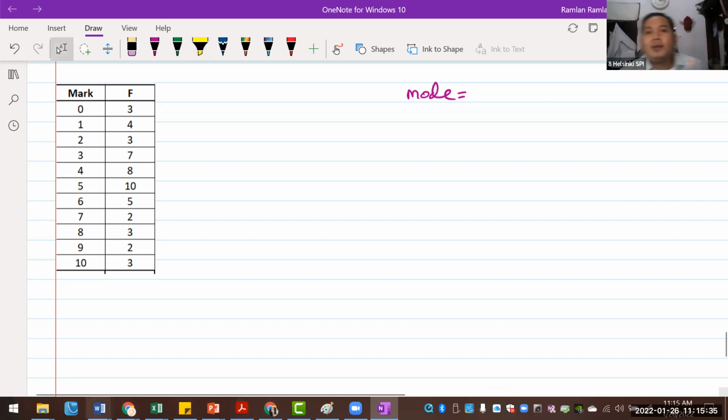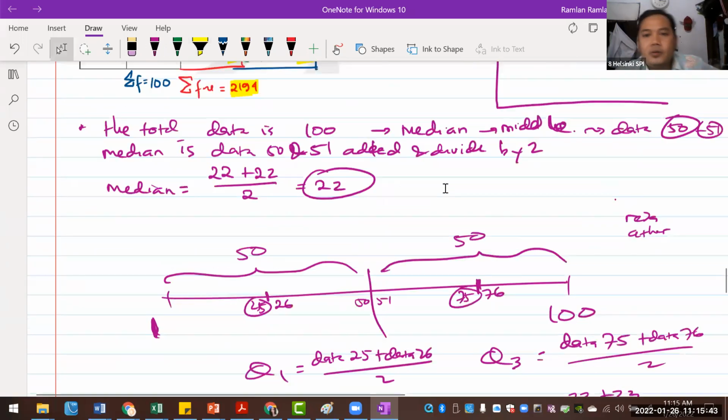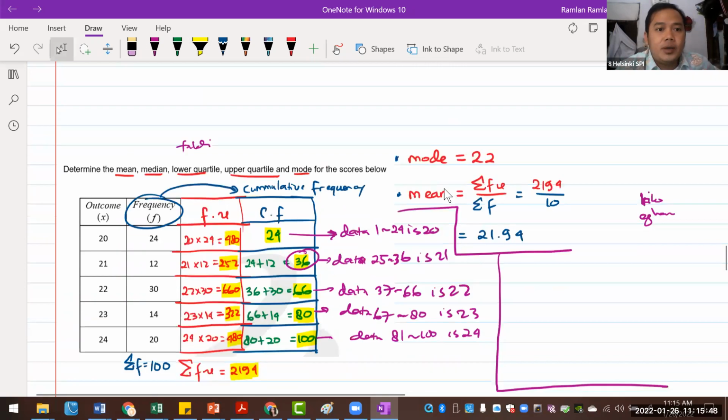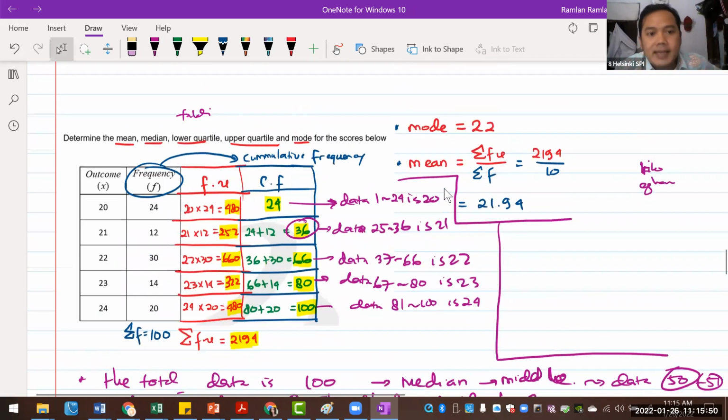Perlu saya jelasin ulang? Iya, saya agak lupa sih tadi. Oke, saya ulang ya. So for this one, the mode is 22. Why is it 22? So this 22 has the highest frequency. Lihat deh angka ini, mana yang paling besar? Ini kan 30. Berarti modenya adalah yang ini. Gitu, Vin. Oke ya, saya balik lagi ke tabel yang ini ya.